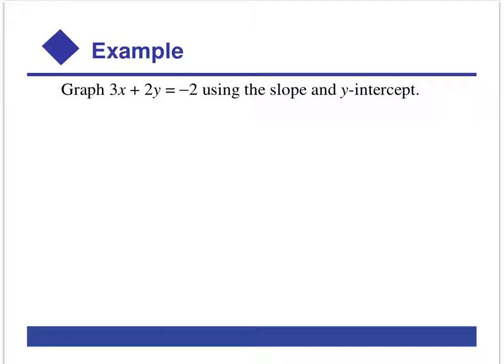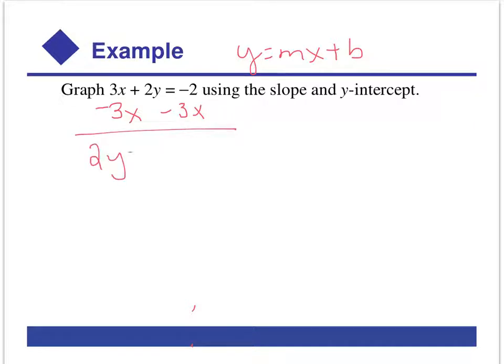Last but not least, this one says graph the equation 3x plus 2y equals 2x using the slope and the y-intercept. So we need to get this into slope-intercept form to be able to find out what our b and what our slope is. So if we subtract 3x from both sides, we're going to get 2y equals negative 3x minus 2. Divide by 2.